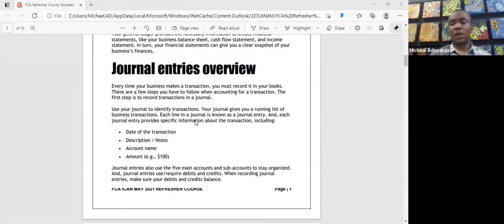So this is where the journal entry comes in, because as time goes on, you are involving a volume of transactions and you are thinking your head capacity can take it. Trust me, the printed pen is more reliable than the brain that carries so many things. So once you write it down, trust me, you can't forget it as long as you are keeping proper records of it. So there are a few steps.